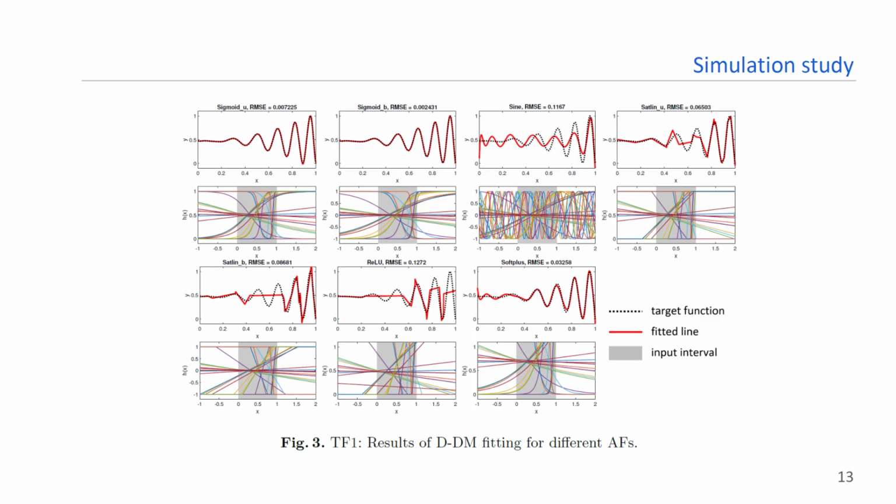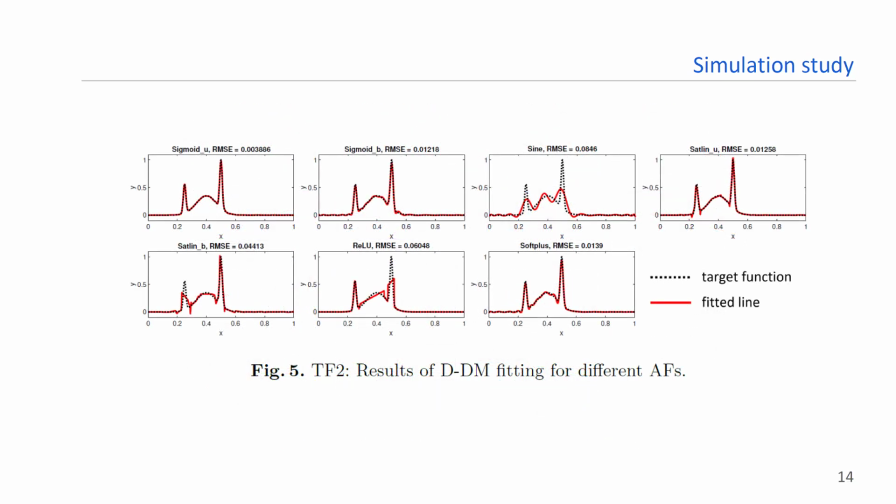The best fitting results were achieved for both sigmoid activation functions. Sine can't cope with a target function with variable intensity of fluctuations. Neither ReLu, which yielded the highest error, nor the saturating linear functions are able to fit smoothly. Softplus improves on the ReLu fitting results by offering a smooth approximation. Fitting results for TF2. Also in this case, sigmoid activation functions provided the best fitting.